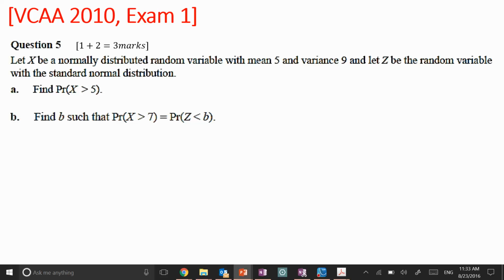Standard deviation. It's a normal. Doesn't matter.